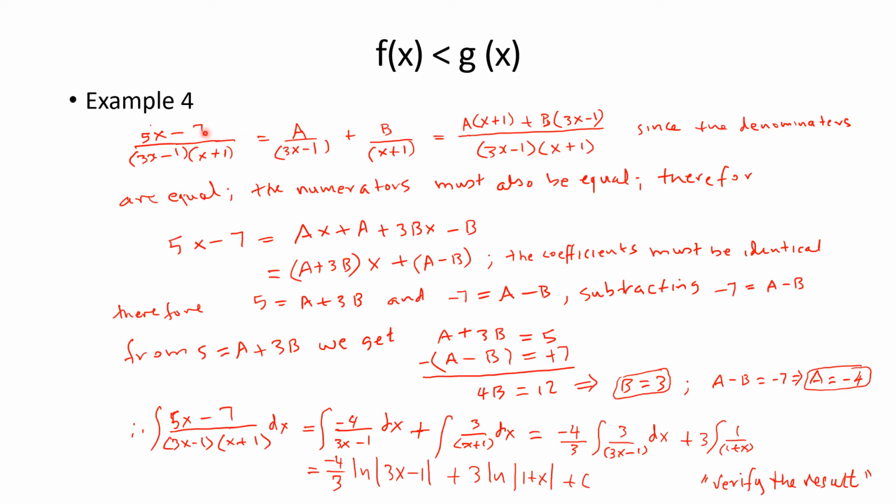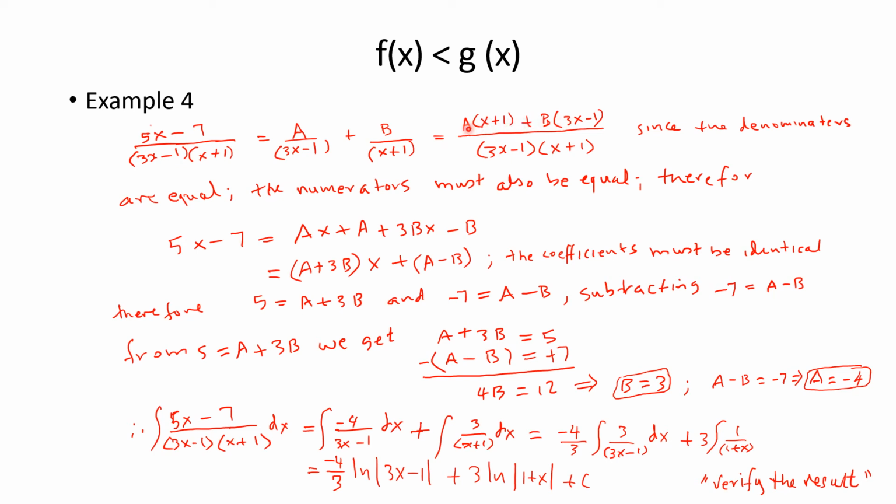So if we want the integration to give us the same value, then we have to equate the numerator with the numerator. Otherwise, the denominators are the same, but the numerator is different. We cannot get the same result for the integration. The integration of this is not going to be equal to the integration of this. So having stated so, we will take a look at the numerator of the left, which is 5x minus 7. It should be equal to the numerator of the right.